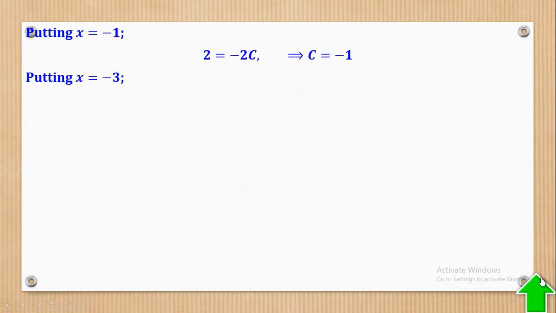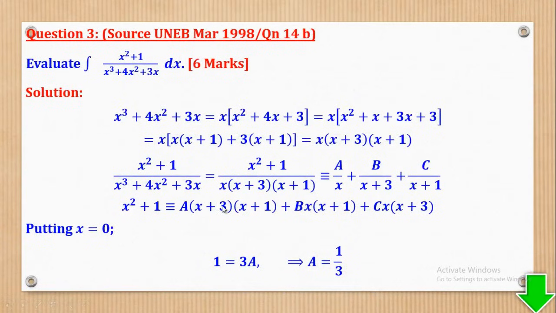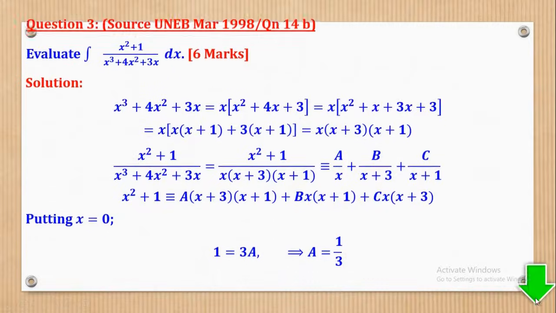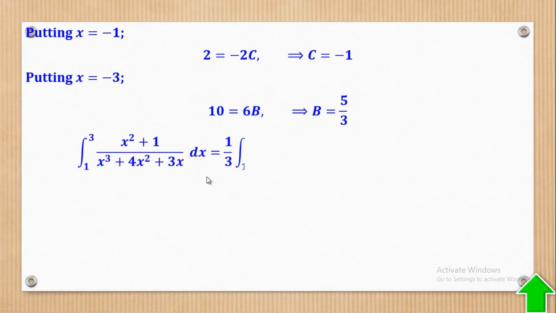Then when I put x equal to -3, it means that the whole of this is going to cancel and this one is going to cancel, so I'll remain with only b. So I'll come and get the value of b. So that is how they deal with identities. So now I've got the value of a, b, and c. I can now get my integral.